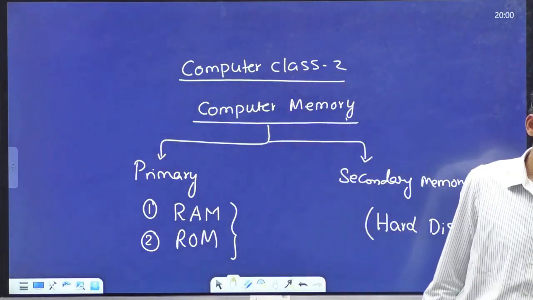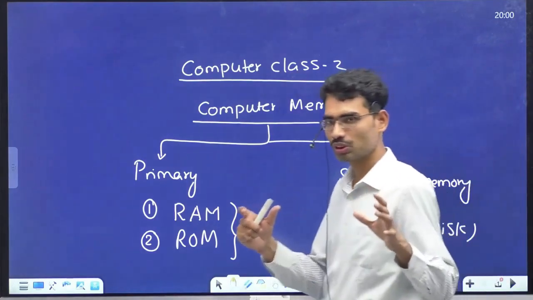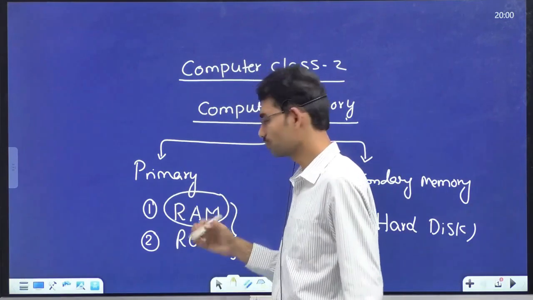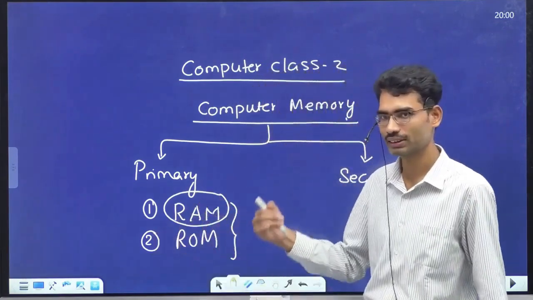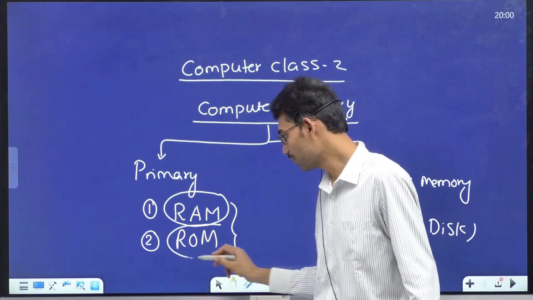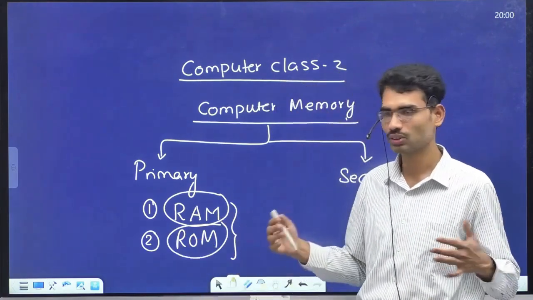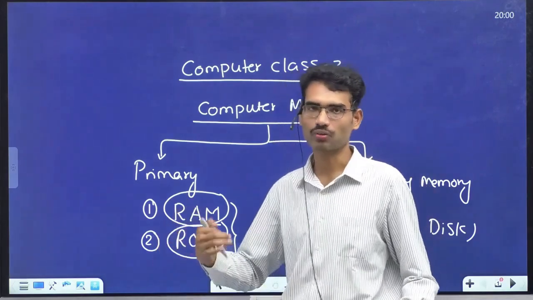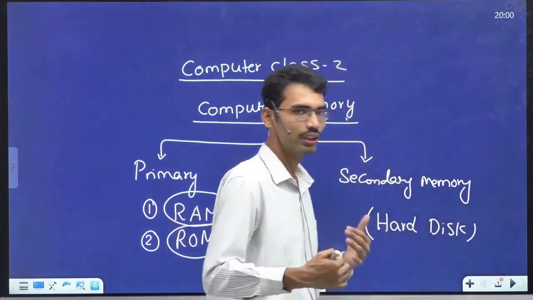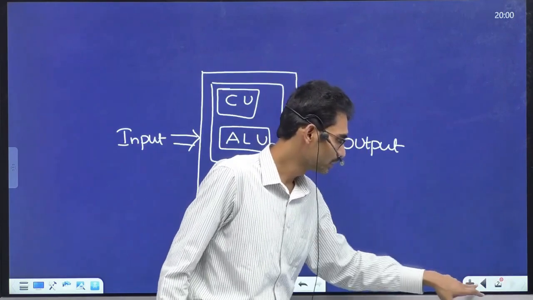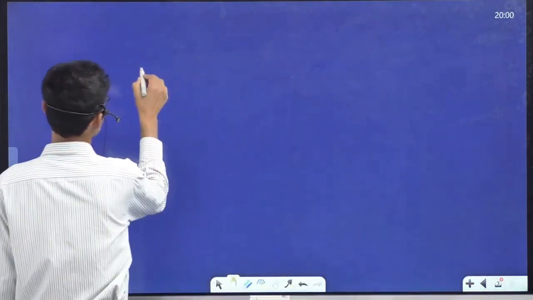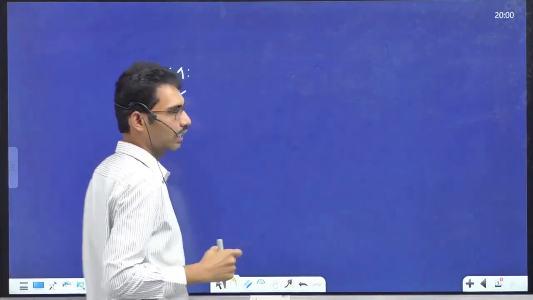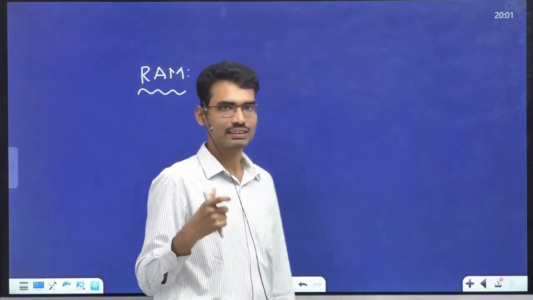Now, when it comes to questions, how questions can be asked means, simply, what is the abbreviation of RAM, random access memory? What is the abbreviation in computer's language? What is the abbreviation of read-only memory? So ROM, R-O-M means read-only memory. We will see some more details about RAM. RAM means random access memory.